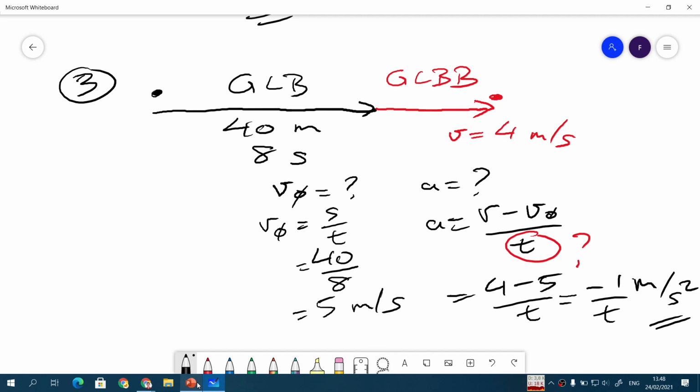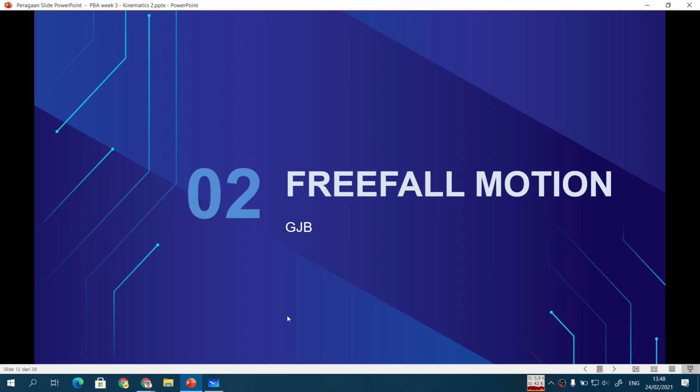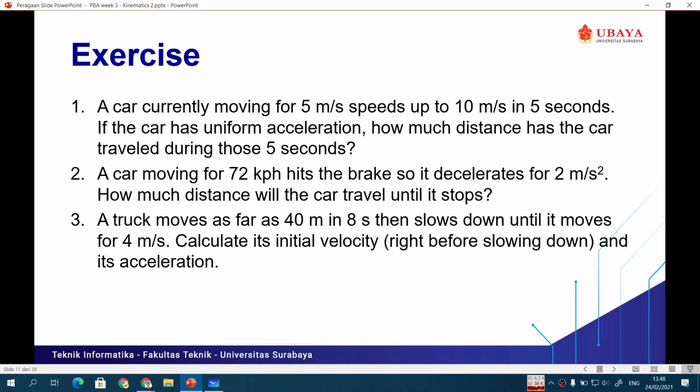Okay, I think that's all for these exercises. Any questions before we move to the second part, the freefall motion? Not yet. Okay, good. If you have any questions later after this class, just use the Hangouts group chat.